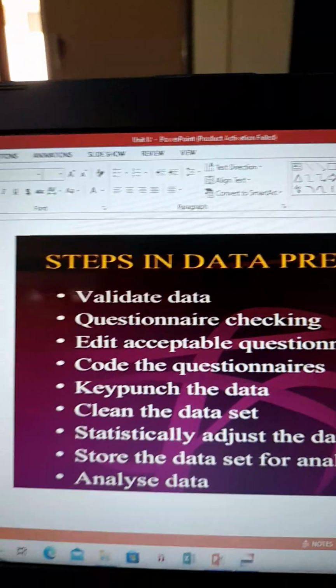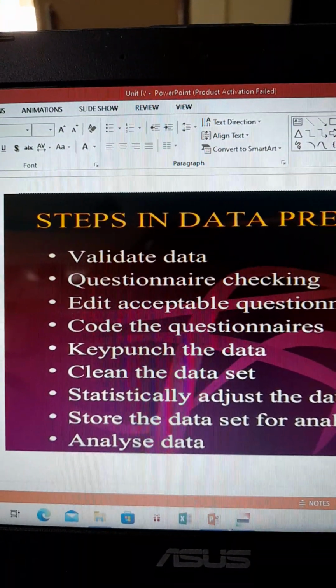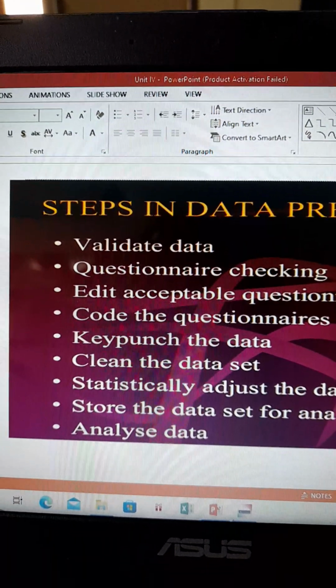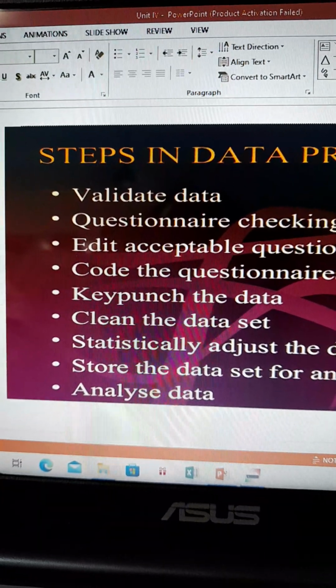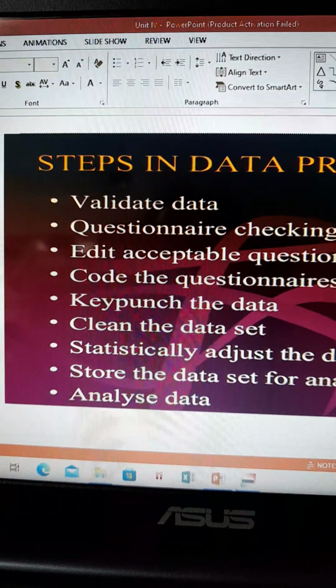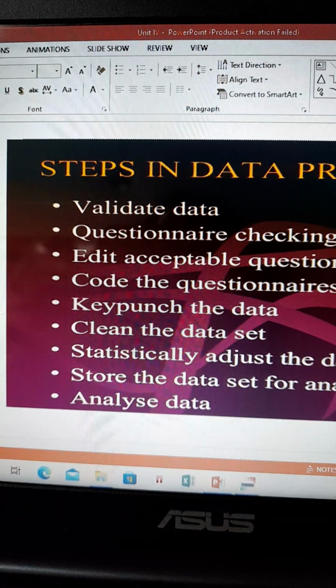The steps involved in data preparation are: validate data, questionnaire checking, edit the acceptable questionnaires, code the questionnaires, key punch the data, clean the data set, statistically adjust the data, store the data set for analysis, and analyze the data.